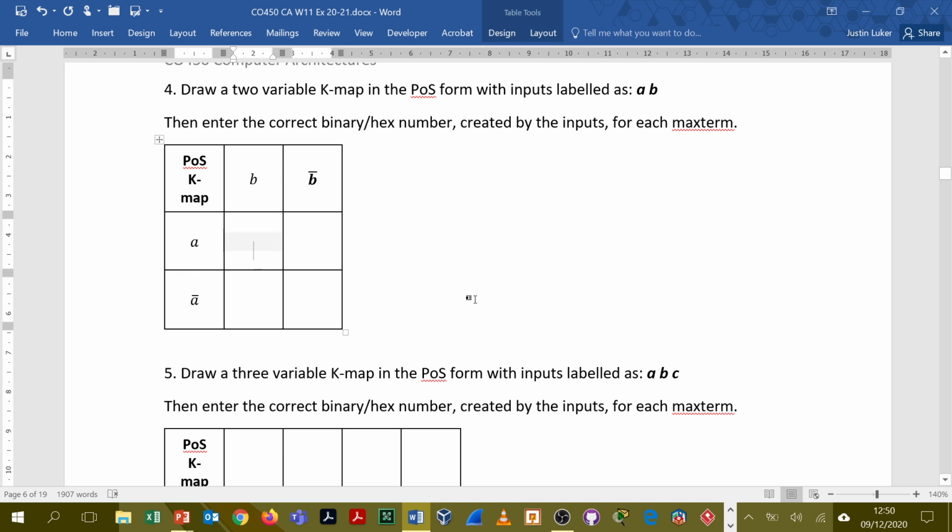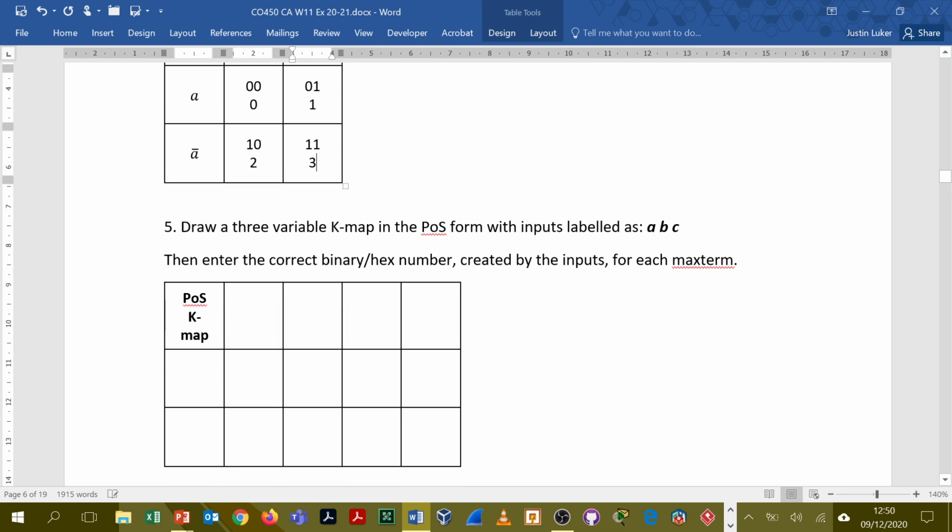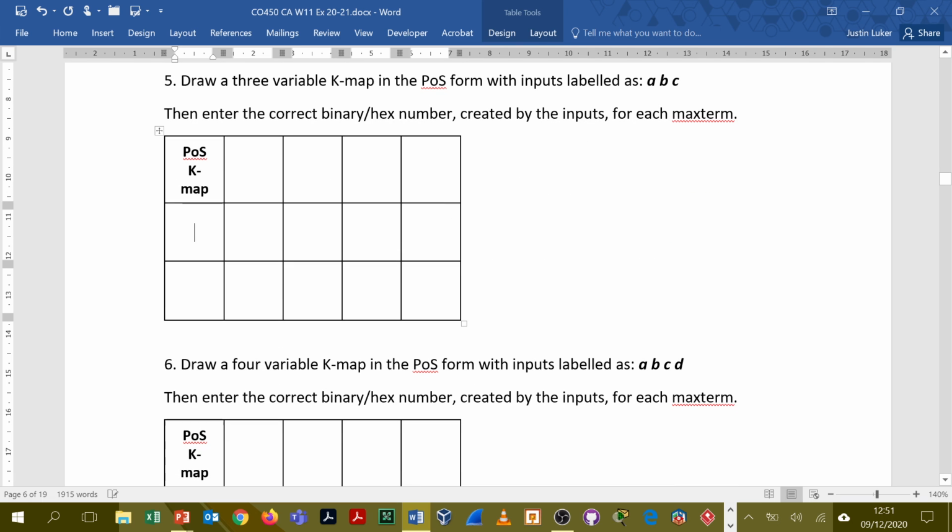So then our binary numbers, so it's just 0, 0. 0, 1. And then 1, 0. And 1, 1. So hex values would be 0, 1, 2, 3.